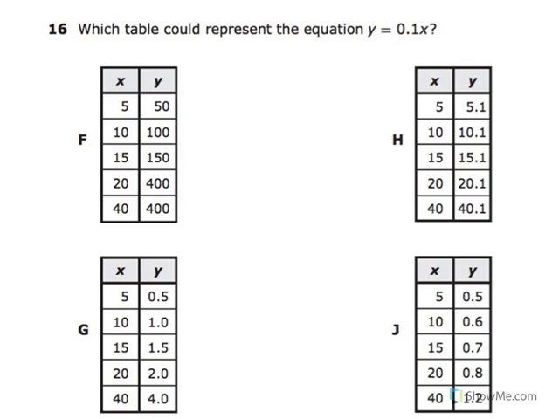Okay, we're going to do one more. Which table could represent the equation y equals 0.1x? The first thing we need to understand is what that means. That means I am multiplying x times 1/10. Whatever I have for my x, I'm going to multiply that times 1/10. I know I need to multiply it by 1/10 because again, when there's no sign, it means I'm going to multiply.